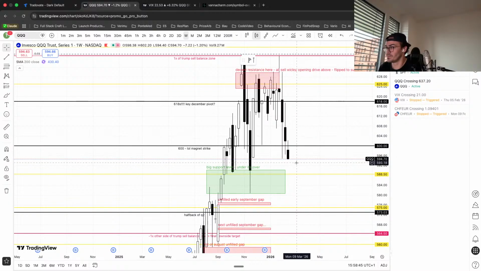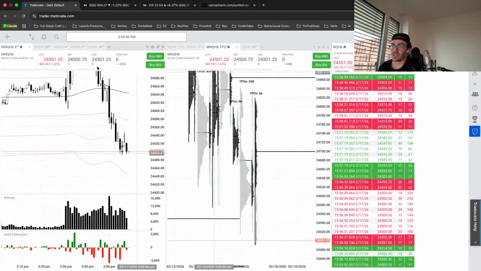So 590 is down here. Would be a logical, I mean, that's just like air, right? Like just a big gap till that close down there. Could definitely see it printing.